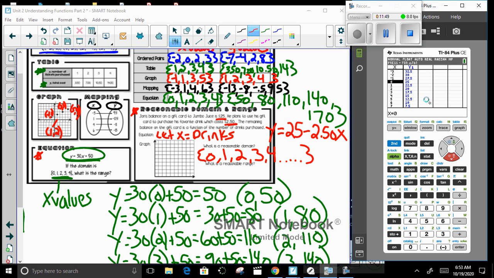If he purchased 0 drinks, he still has $25 on there. If he purchased 1 drink, how much is left? So you can get your reasonable domain from all of that. So if he purchased 0 drinks, there's $25 left. So there's one range. If he purchased 1 drink, there's $22.50.